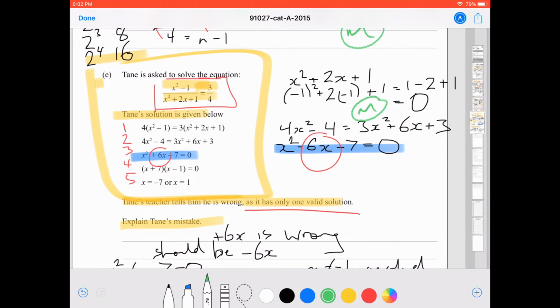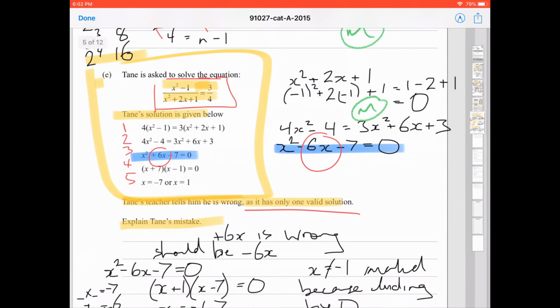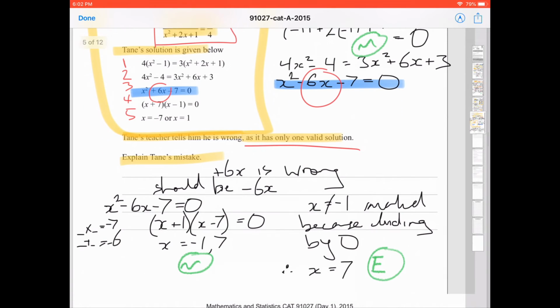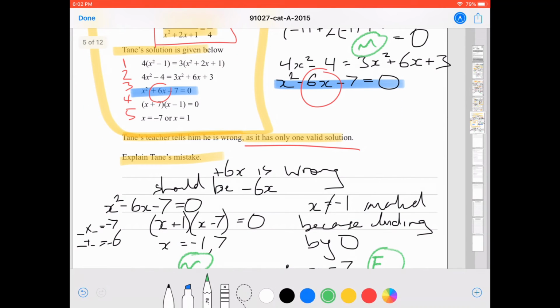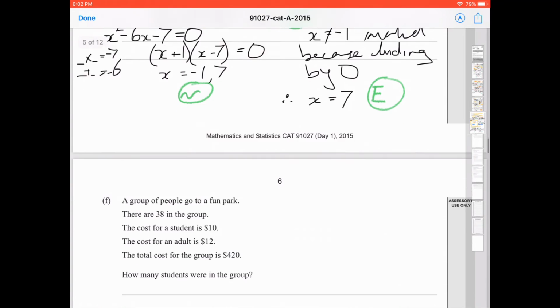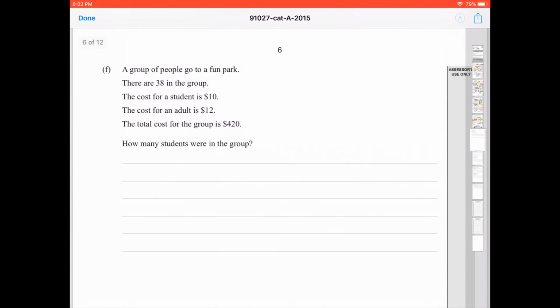Your achieved is identifying the positive 6x would get you an achieved in this case. So there we have it. Moving on to question 2F now.